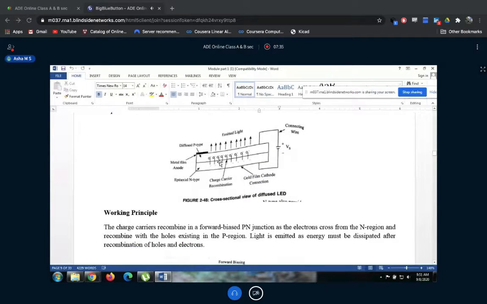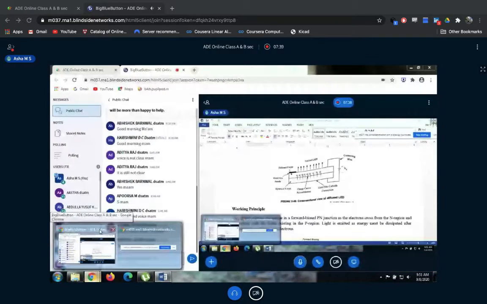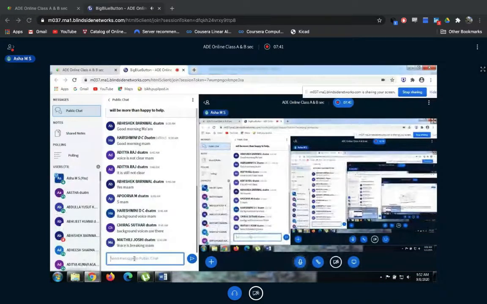Any doubts so far? I hope I made clear what exactly an LED is. We have not yet seen the construction. What is an LED, and what's the difference between a normal diode and an LED, a light emitting diode? Any doubts?